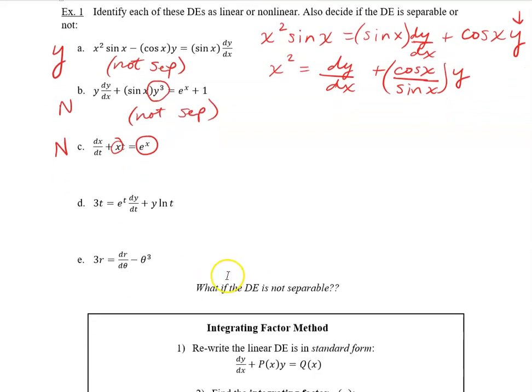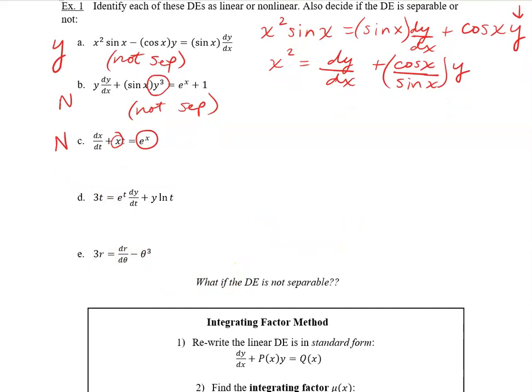Let's try letter D. We've got 3t equals e to the t dy dt plus y times ln of t. First of all, make sure you establish y is now the dependent variable, t is the independent variable. There's the dependent variable, the linear term that I need, times a function of the independent variable, which is t. So I think we're okay here. If I divide everything by e to the t just to get it into standard form, I would wind up with dy dt plus natural log of t over e to the t times y equals 3t over e to the t. So there, I've got my linear term.